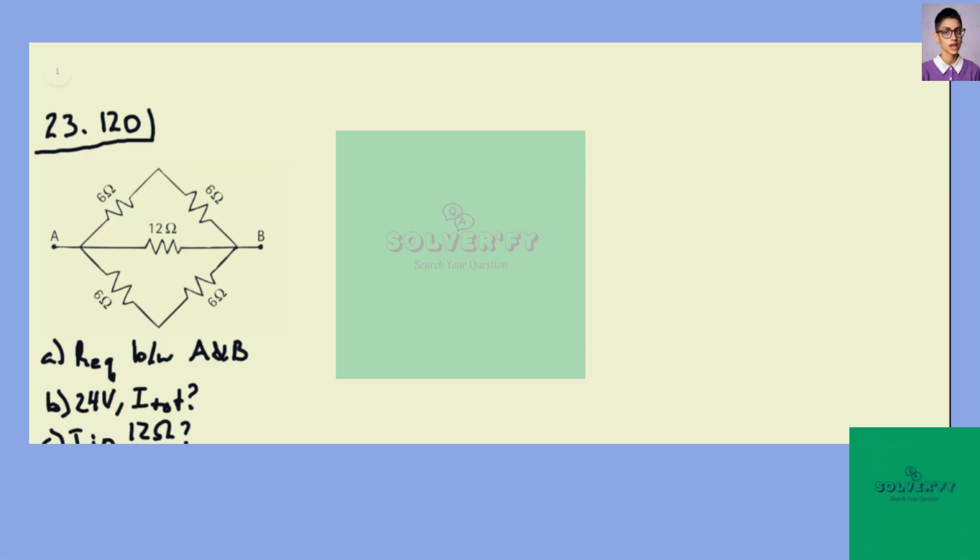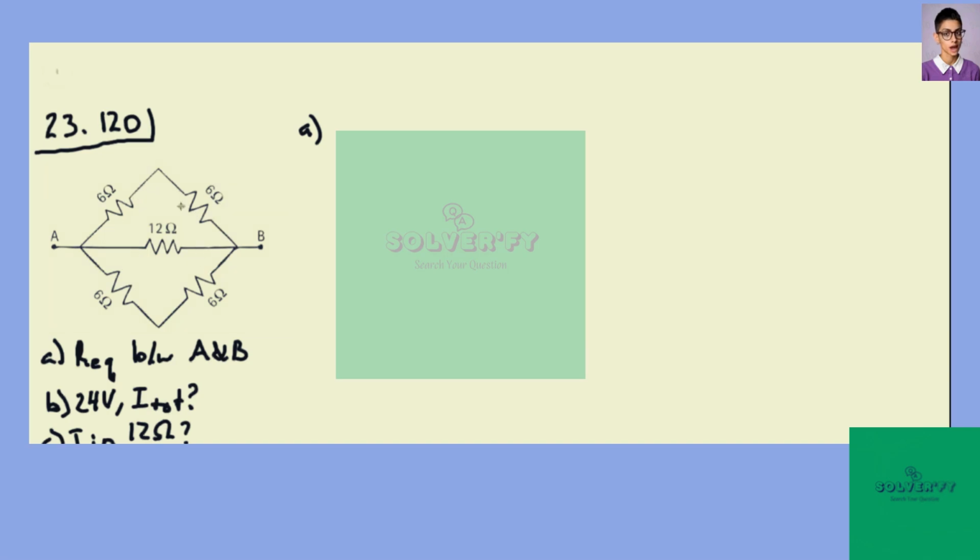We have this configuration of resistors here. First, we want to find the equivalent resistance between points A and B. Then we want to imagine connecting 24 volts across A and B and figuring out what the total current is that would be coming into this. And then we want to figure out what the current is in just this 12 ohm resistor in the center.